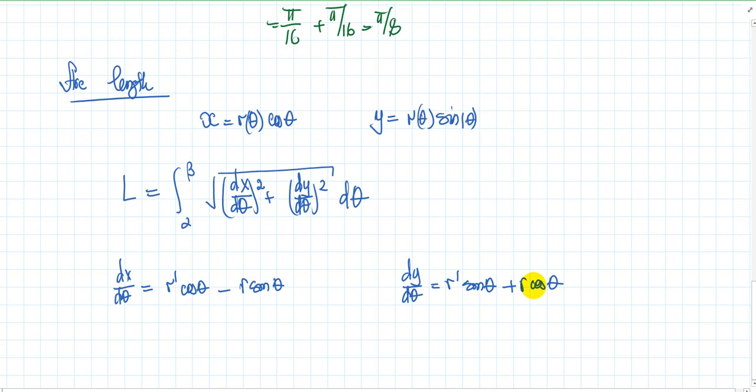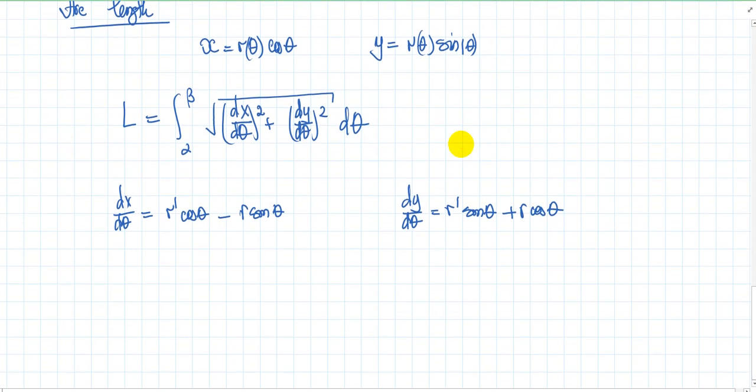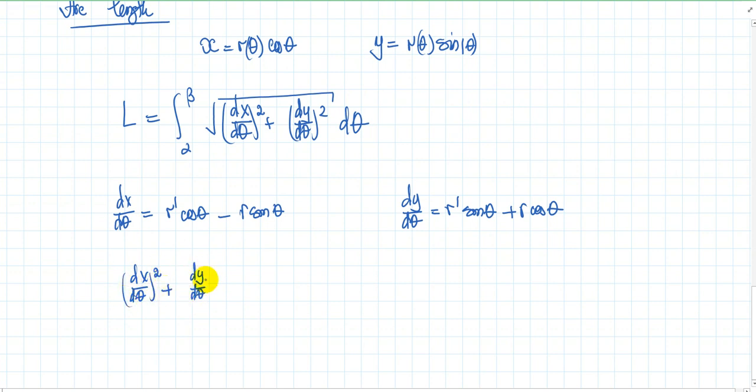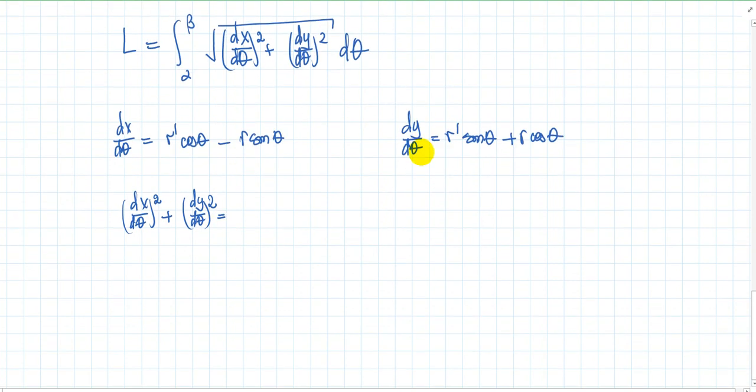Let us find what is x prime squared and y prime squared, okay? So dx d theta squared plus dy d theta squared is equal to... I'm going to square this term, and I'm going to use the formula. Do you remember a plus b or a minus b squared? It's going to be a squared minus 2ab plus b squared, right? Okay, let's apply this. It's going to be r prime squared cosine squared, right?